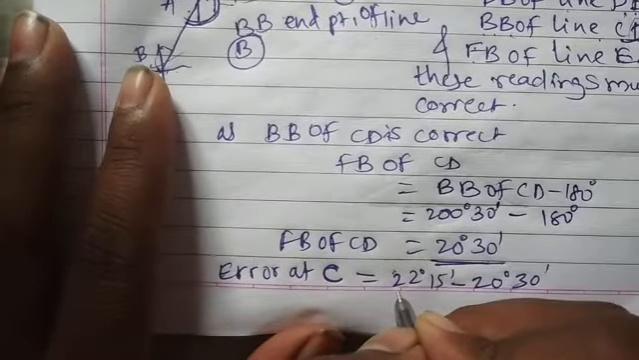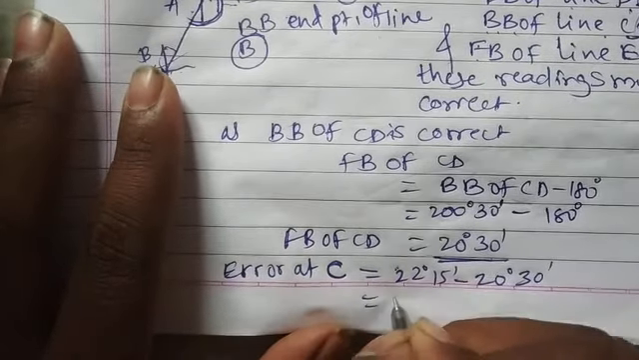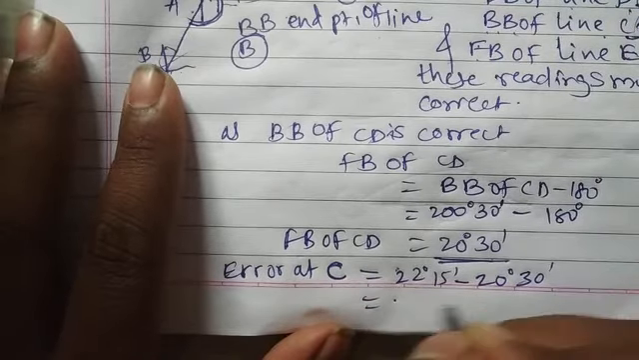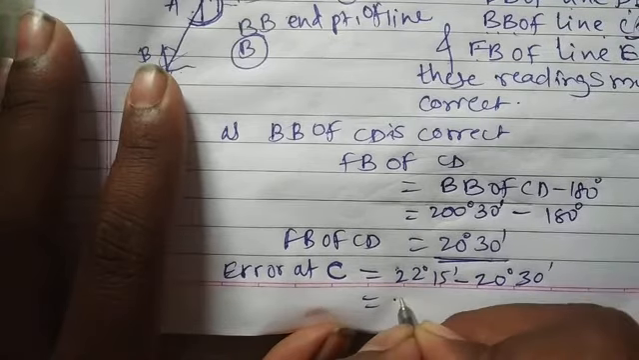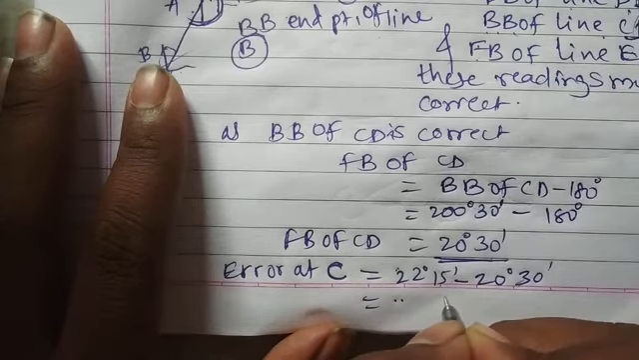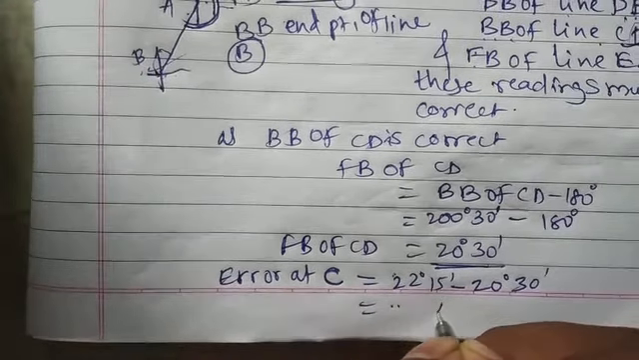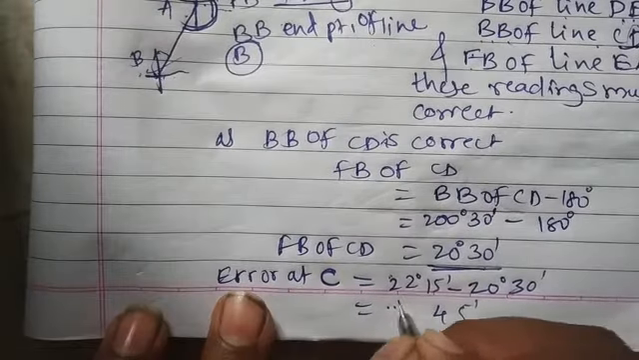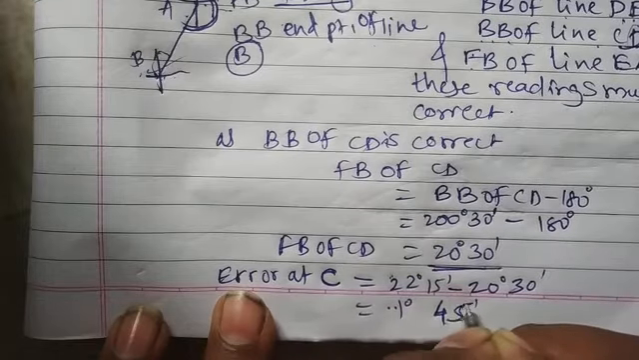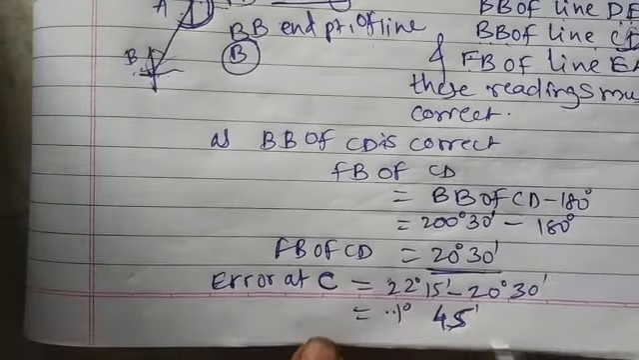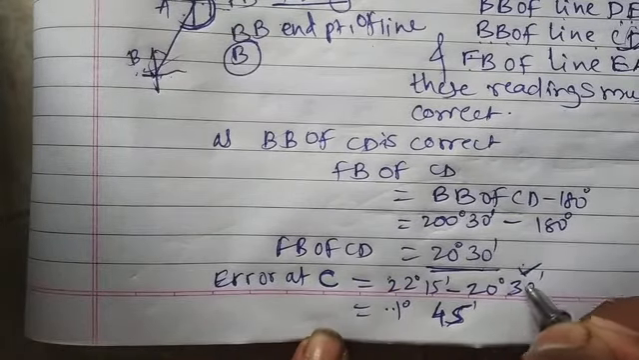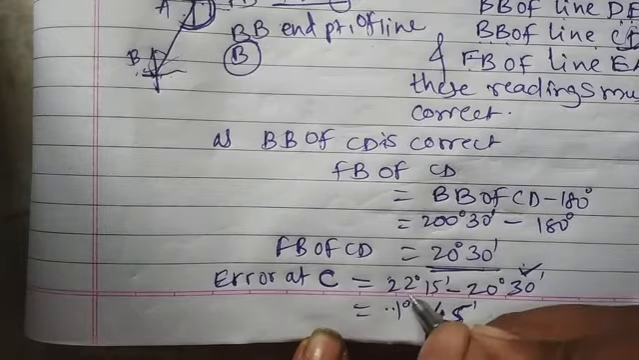Now here we can see that the incorrect bearing is larger than the correct bearing, so the error will be positive, so that's why here it will be 1 degree 45 minutes, the error at C. It means that the correct bearing at C is smaller by 1 degree 45 minutes than the incorrect bearing.